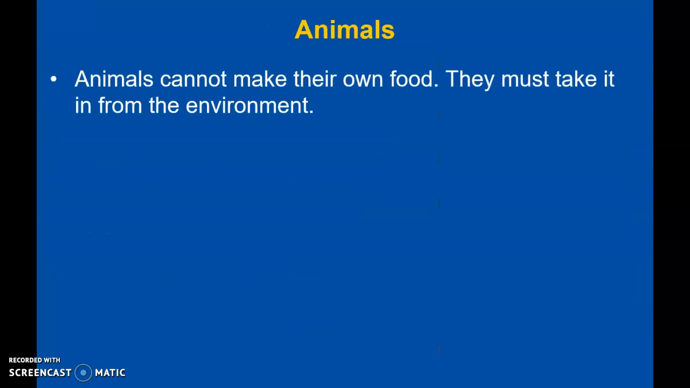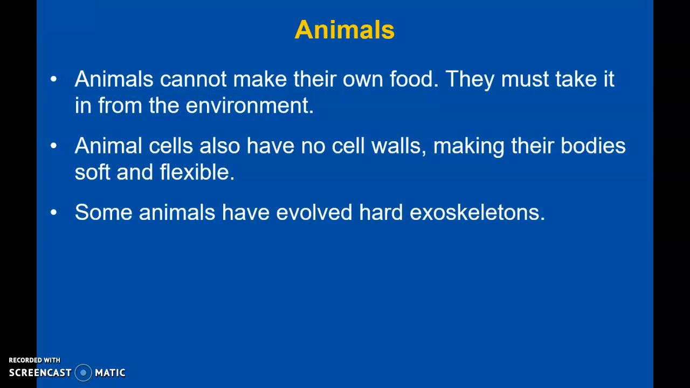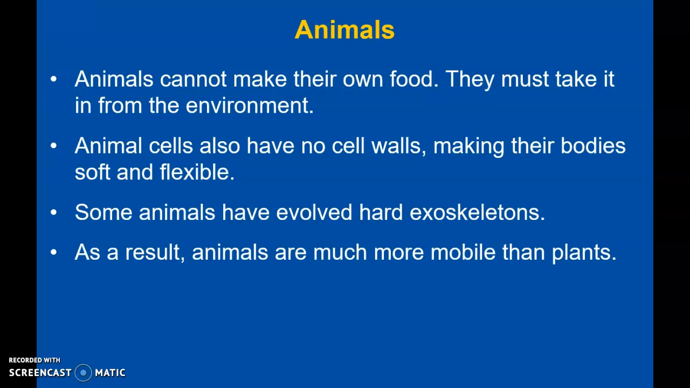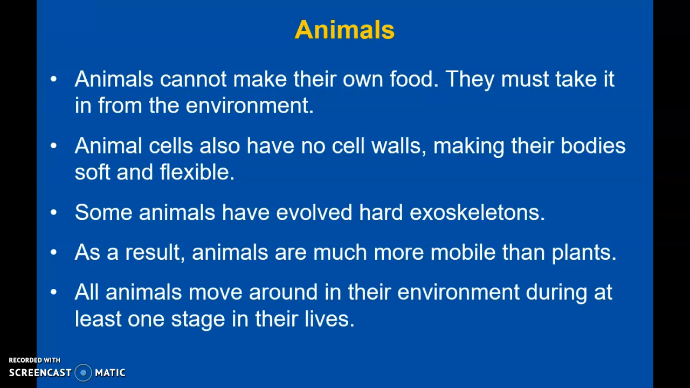Now animals, the last group we'll talk about. They cannot make their own food. They have to get it from the environment. They have no cell wall, so their bodies are more flexible than plants. Some animals have evolved hard exoskeletons that protect them, like beetles. And as a result of not having cell walls, animals are more mobile than plants. They can move around their environment, at least at some point in their lives.